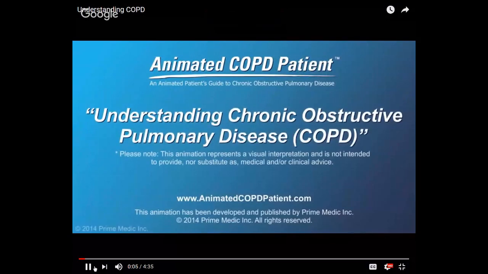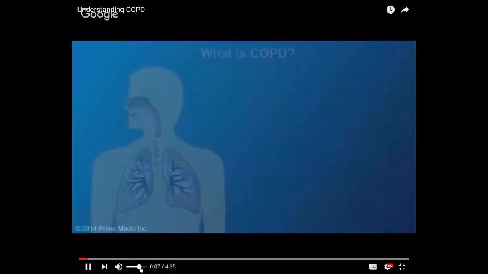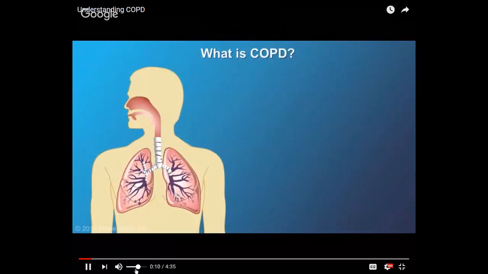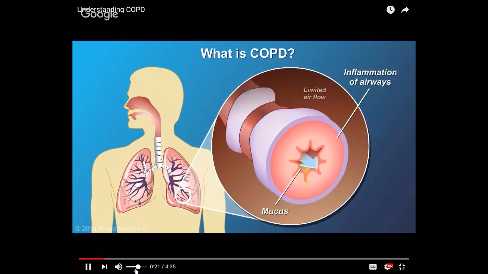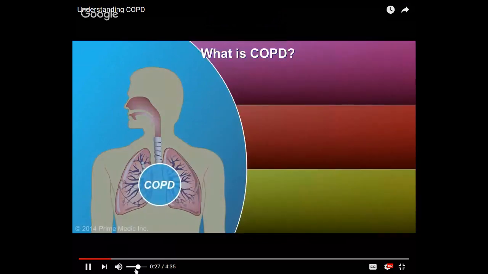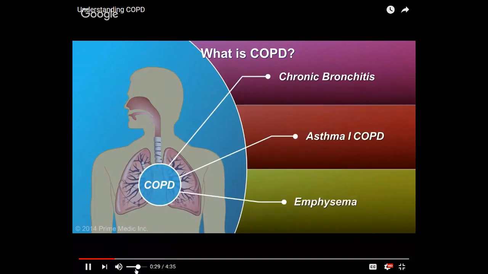Understanding chronic obstructive pulmonary disease, COPD. Chronic obstructive pulmonary disease, or COPD, is a lung disease that makes it difficult to breathe. COPD is a long-term disease that often gets worse over time and is characterized by inflammation and severe limitation of airflow in and out of the lungs. COPD is an umbrella term used to describe a group of breathing conditions, the most common being chronic bronchitis and emphysema. Many people living with COPD may have both emphysema and chronic bronchitis. A few people have both asthma and COPD.